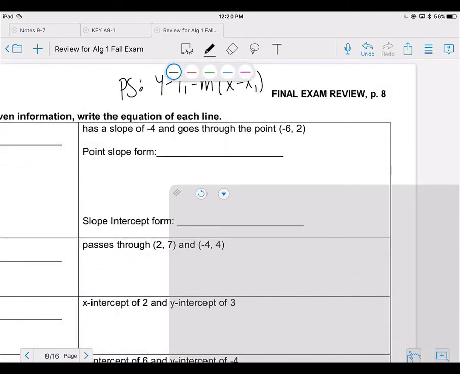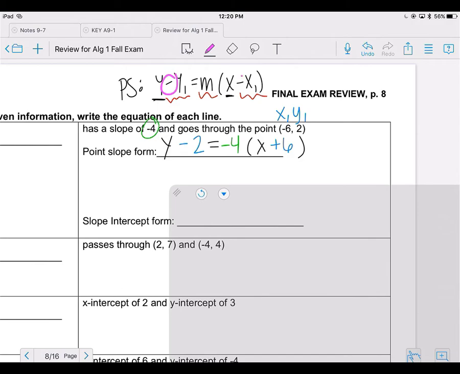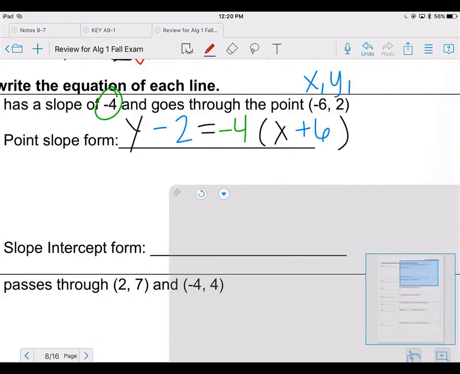So in point slope, we leave anything that's just an x or a y. We replace anything with a 1 or an m. So my m is my slope of negative 4. My point is x1, y1. And remember, when you plug in your point, you change your sign. So I plug in x1 and it becomes a positive 6. I plug in y1 and it becomes a negative 2. That is because we have the negative signs, or the change-your-sign signs, in our original equation.